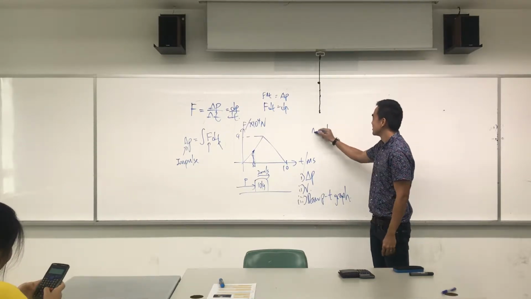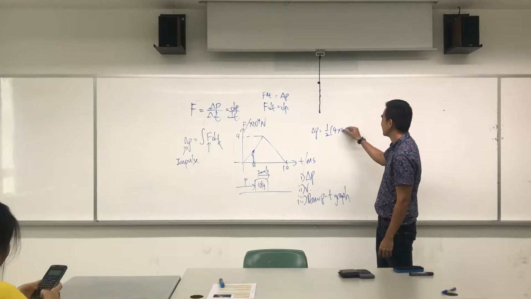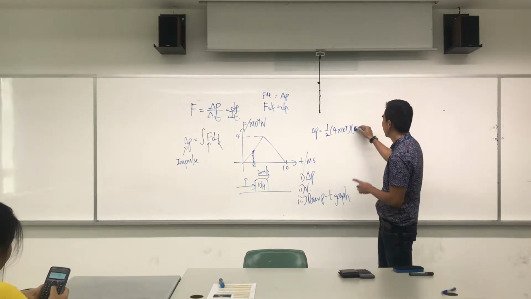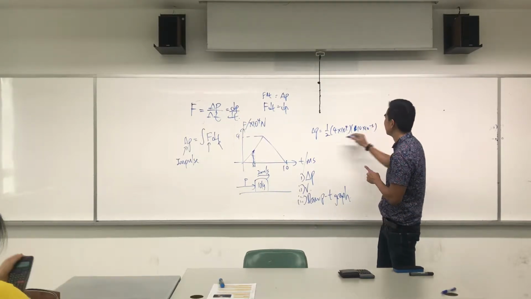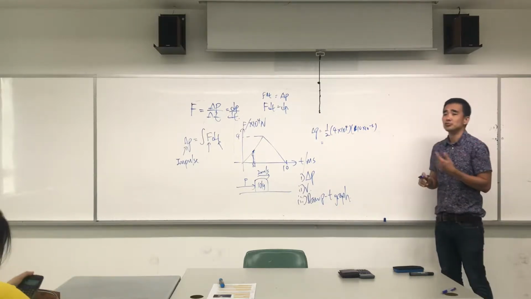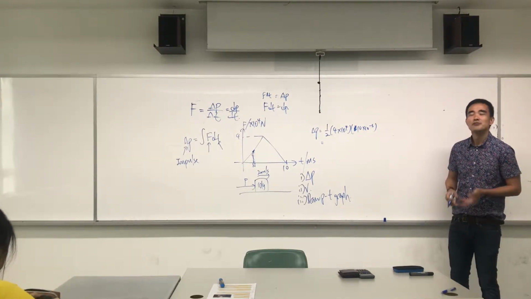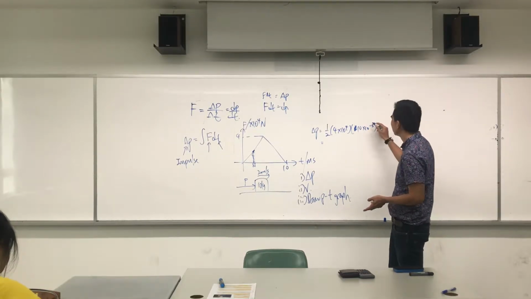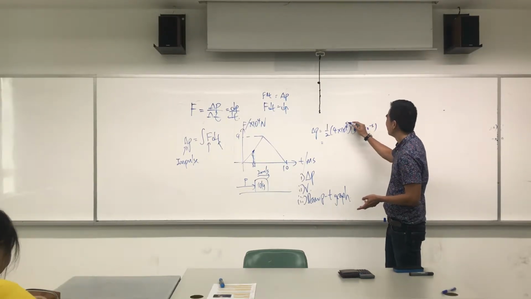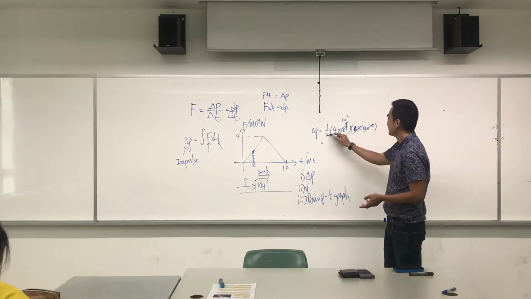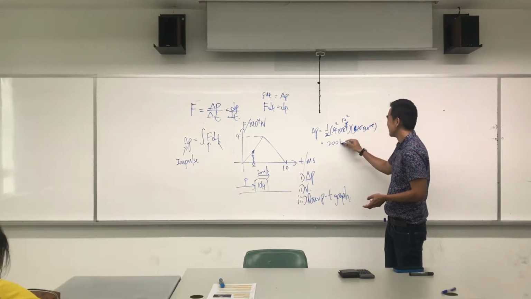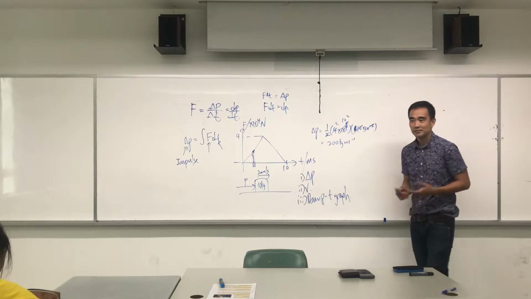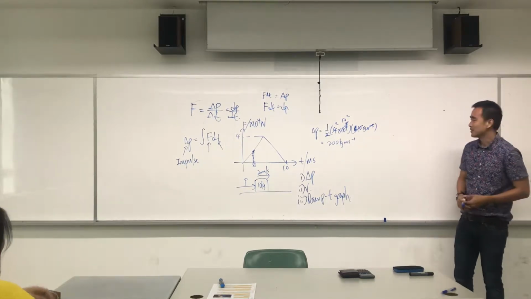So half of delta P equals half times 4 times 10 to the power 4 times 10 times 10 to the power minus 3. Actually, at this point, you shouldn't need a calculator. Come on, don't think so hard. This one will be 5, this one will be 2, and this one will be 2, so it's 200 kg meter per second. Really, you don't need a calculator.